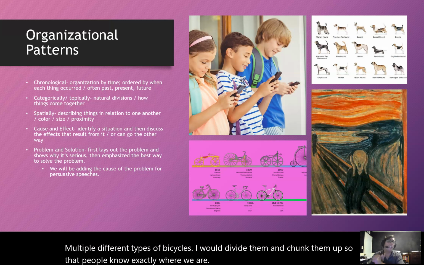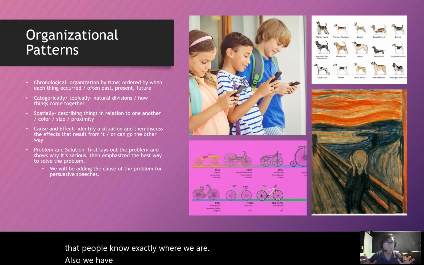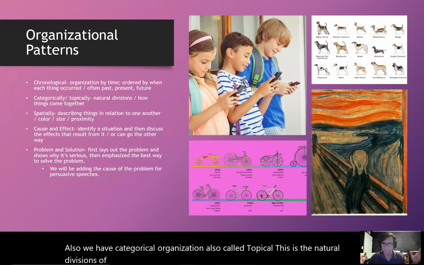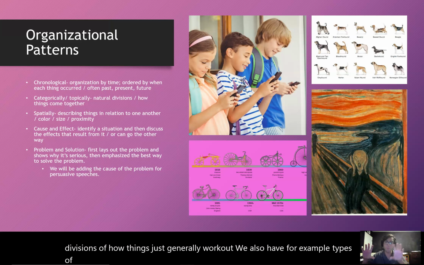Also, we have categorical organization, also called topical. This is the natural divisions of how things just generally work out. We also have, for example, types of dogs. There are certain breeds, and therefore that sort of chunks up that information.